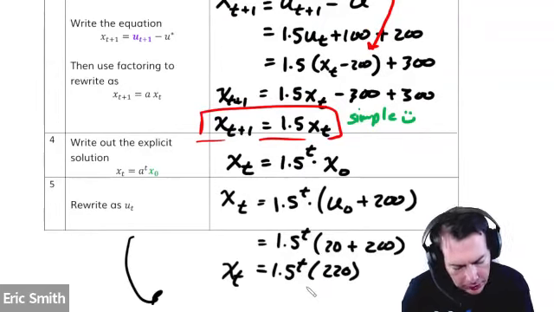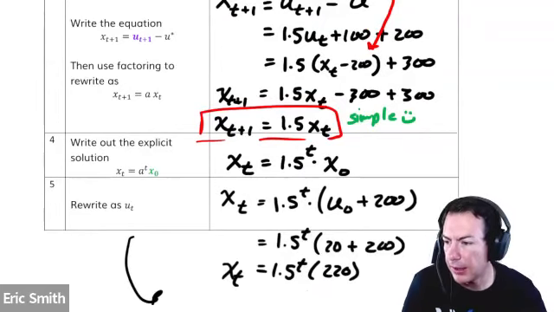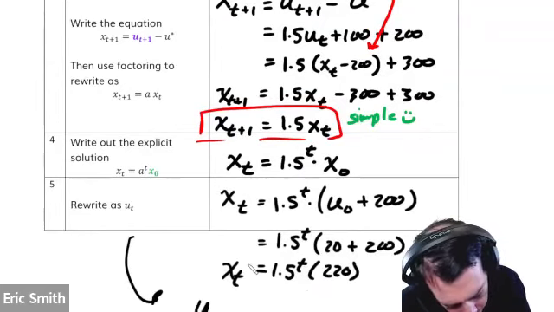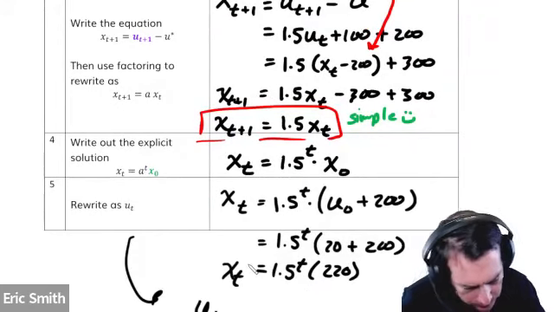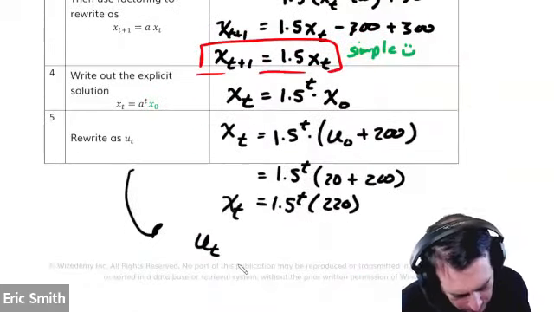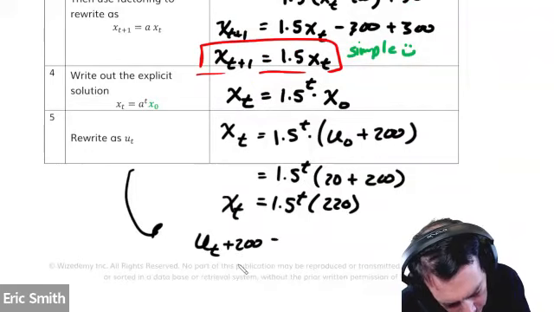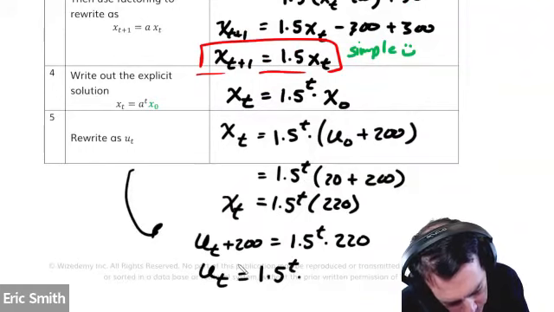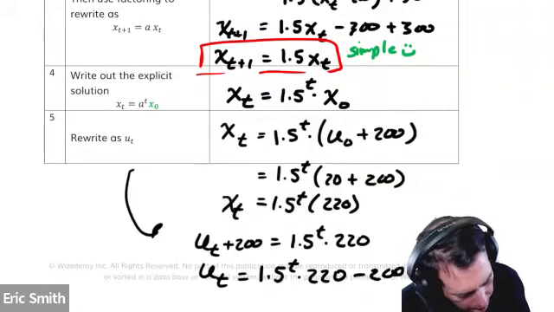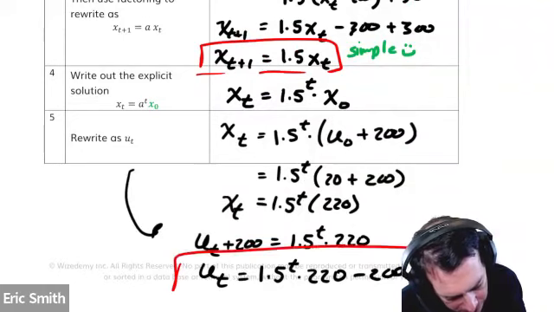And now we can rewrite that using the brand new variable. I like it. So u sub t plus 200 equals 1.5 to the t times 220. Moving the 200 to the other side. And there we go. That would be our explicit form.